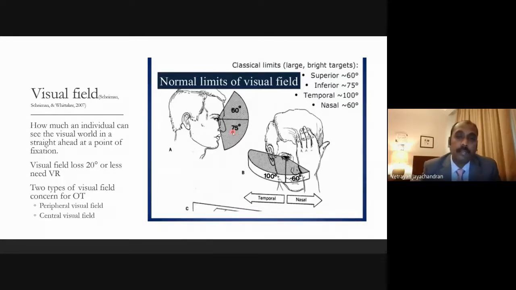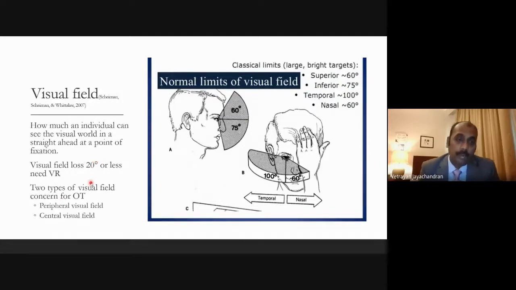So this is the normal visual field limits. If the person is having any field loss of less than 20 degrees, then they will need visual rehabilitation, because it comes under the definition of blindness. If your visual field is 20 degrees or less, then definitely you need visual rehabilitation.